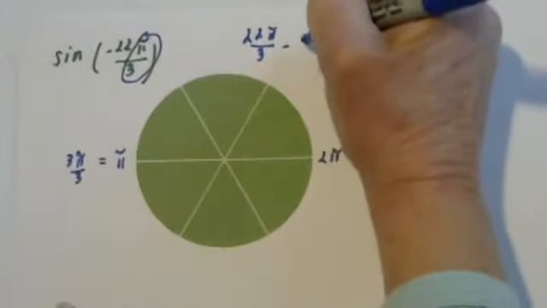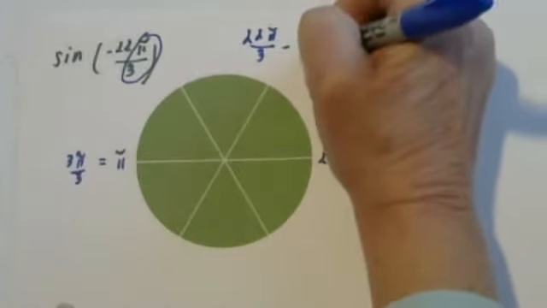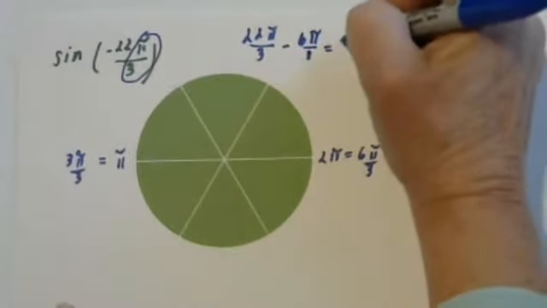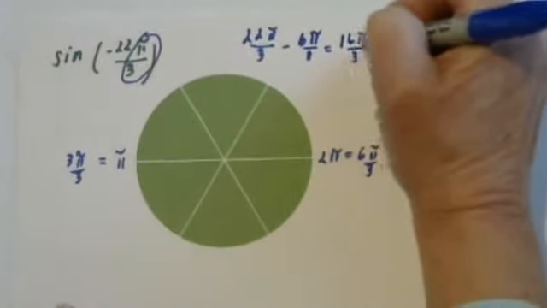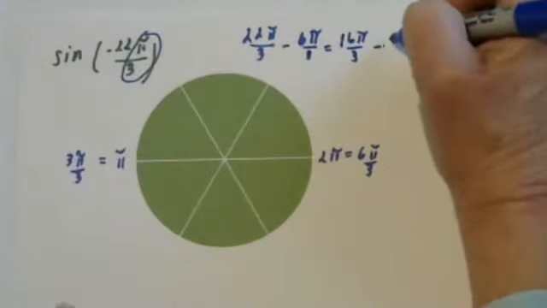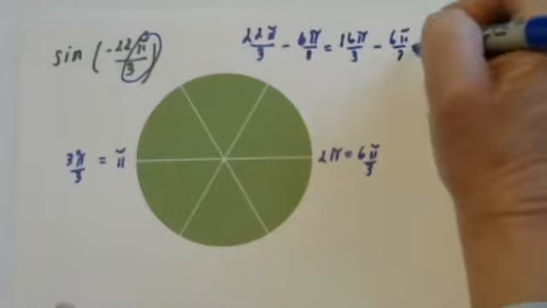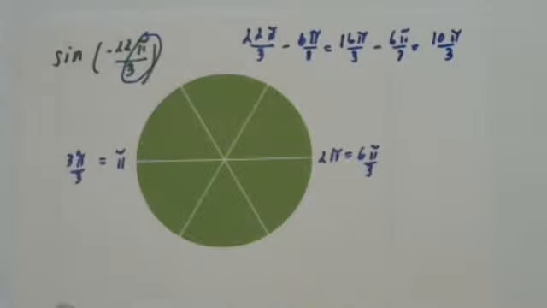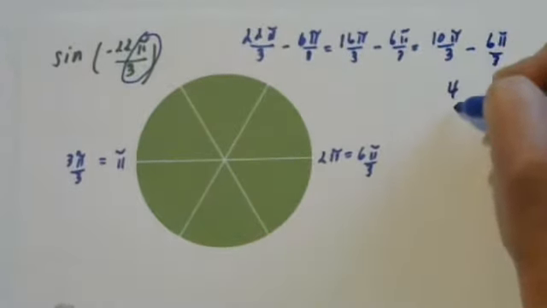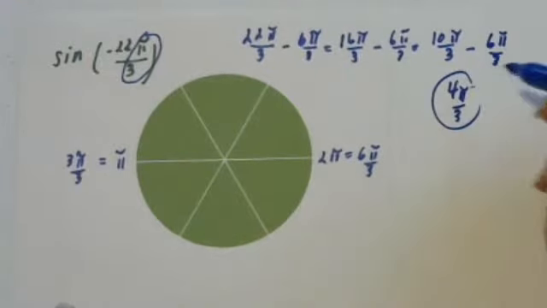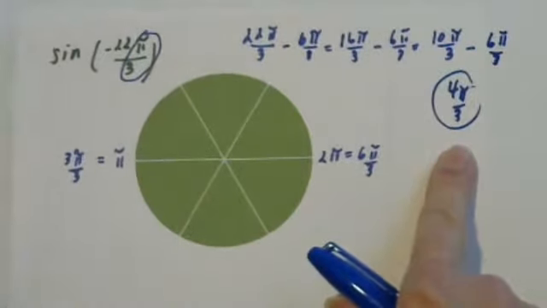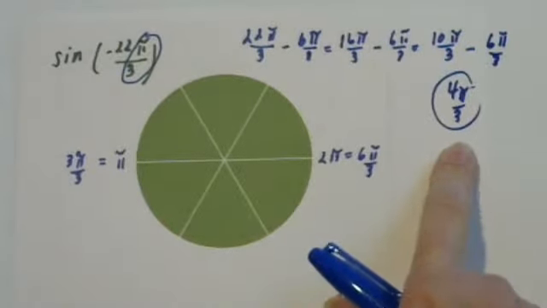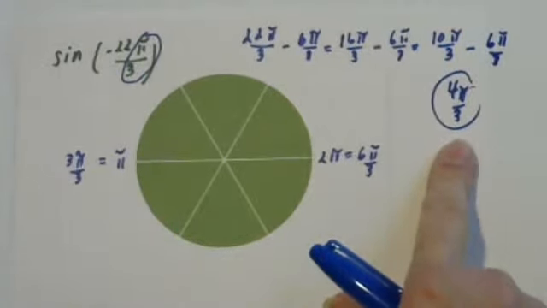So we have 22 pi over 3 minus 1 complete revolution of 6 pi over 3, and that gives us 16 pi over 3. We can take out another complete revolution of 6 pi over 3, and now we are at 10 pi over 3. We can take out yet another complete revolution of 6 pi over 3. And now we are at 4 pi over 3. So our 4 pi over 3 gives us our terminal side. It will show us an angle which is less than the 2 pi or 360 degrees.